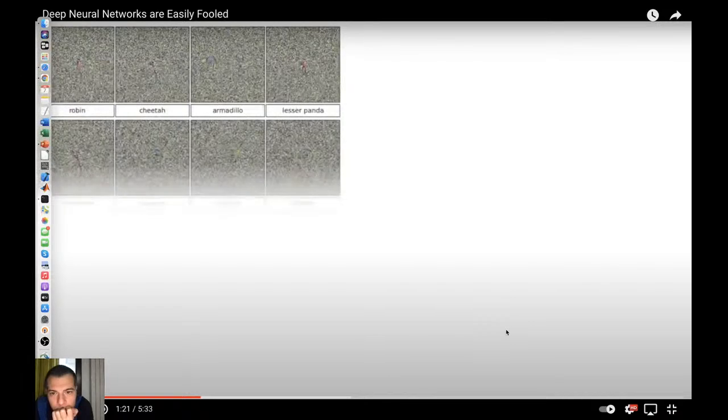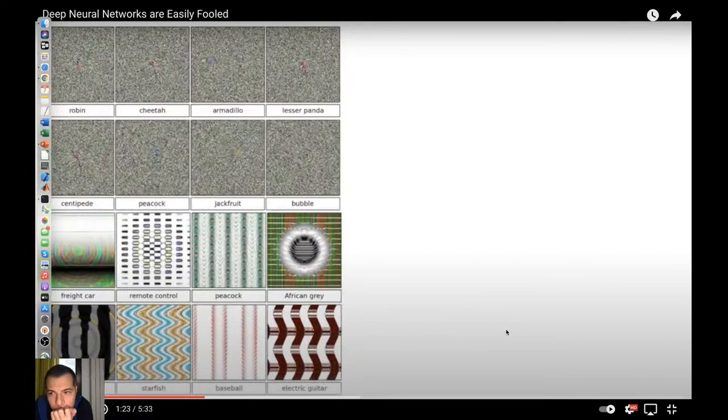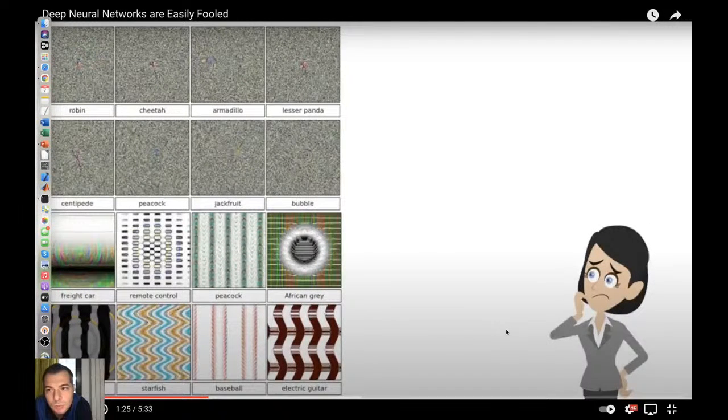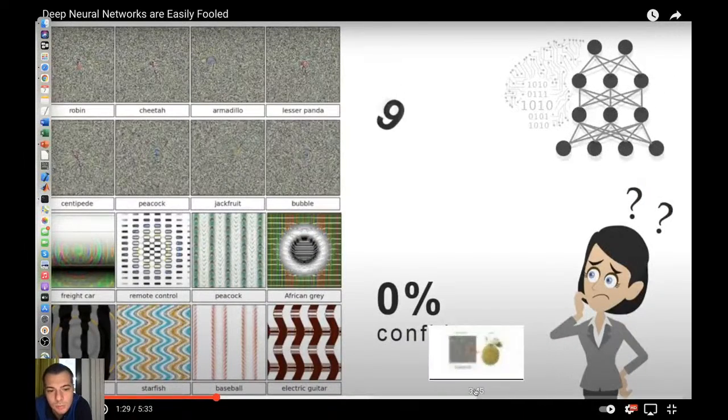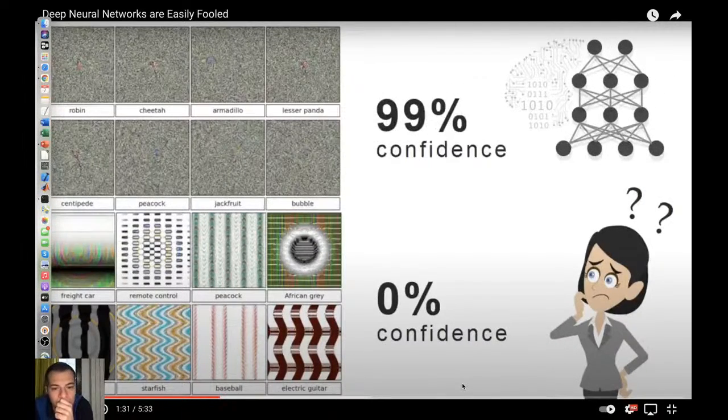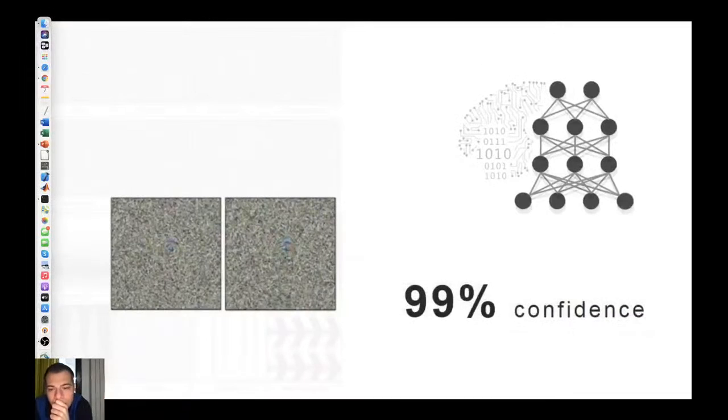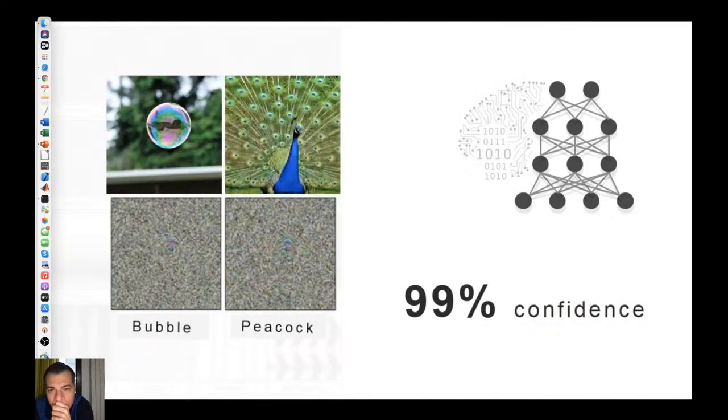Our research shows that it is easy to produce such synthetic images that are completely unrecognizable to humans, but that deep neural networks believe with near certainty are familiar objects. For example, a state-of-the-art deep neural network believes with 99% certainty that these images are bubbles and peacocks, but they clearly don't look like real bubbles and peacocks.